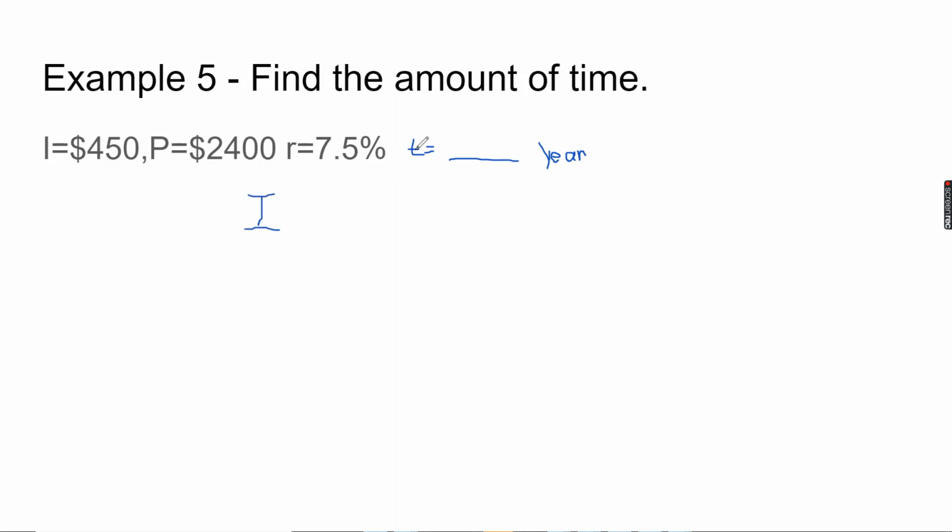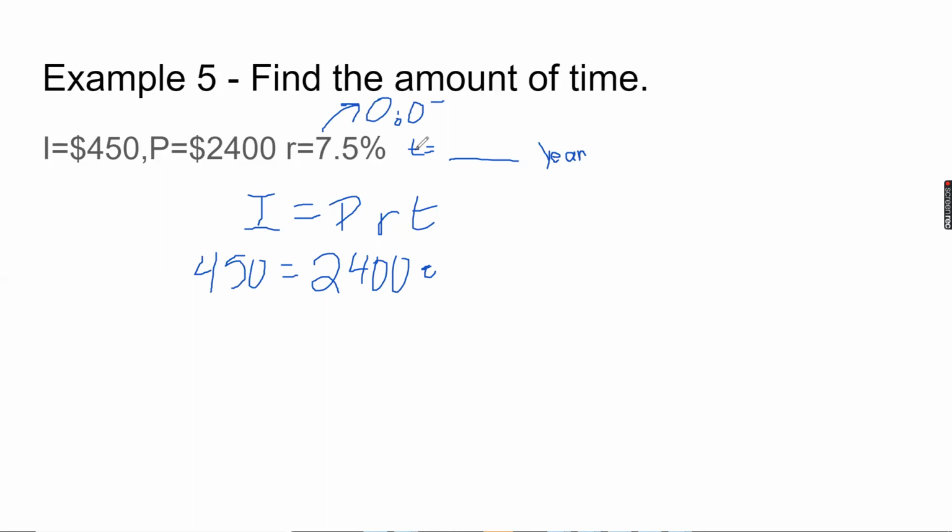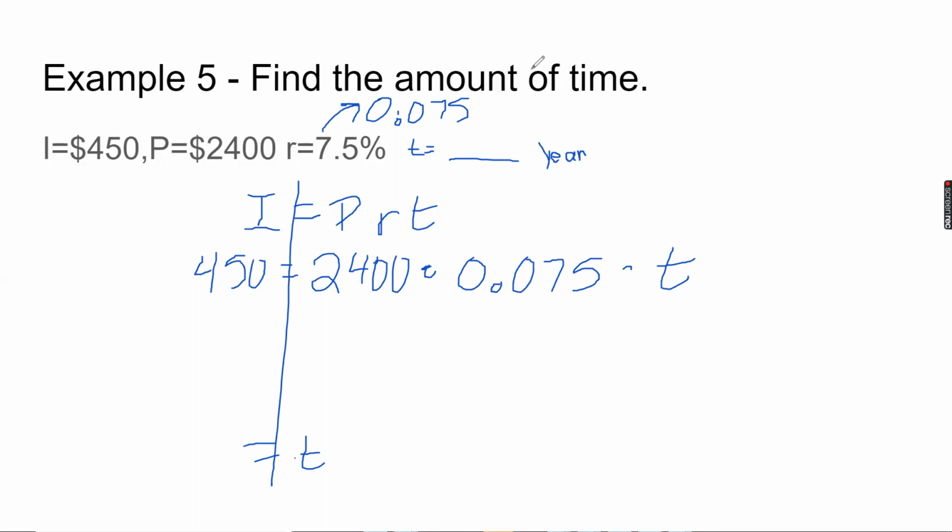So I like to put our t in our equation. We're substituting 450 into I, and we're going to substitute 2,400 into P times our R as a decimal, which is 0.075. So that's what we're going to put next. And then we're going to multiply it by t. We don't have t yet, so that stays our variable. Go ahead and simplify this and solve for t, and then check your answer with me after.